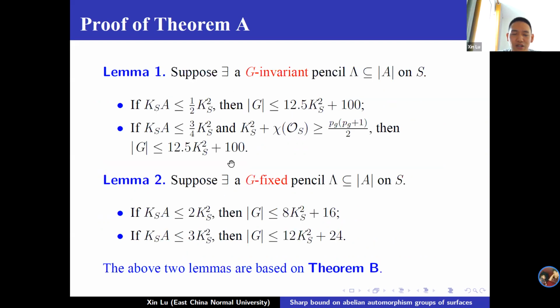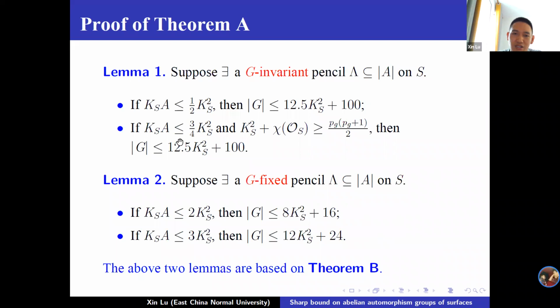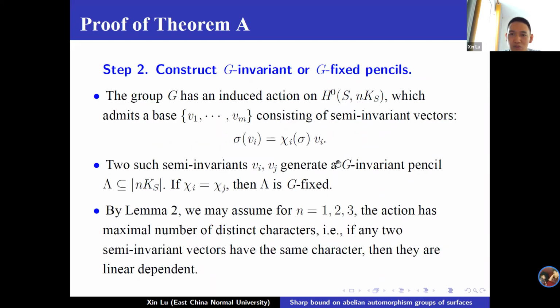But to make use of these two lemmas, for a G-invariant pencil, we should find a pencil whose canonical divisor is smaller than these two numbers. So we cannot just take two semi-invariant vectors from this space, because for general elements here, the canonical divisor Ks times a member A of this pencil would be equal to n times Ks squared. So it does not satisfy this assumption. So we should make a move here.